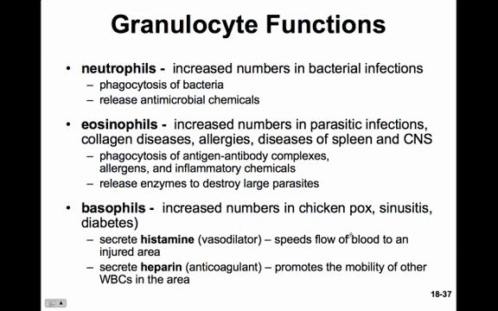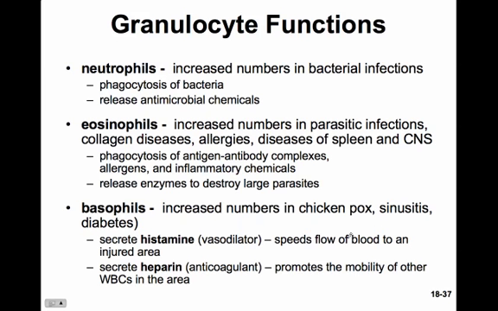Now, the functions of each of these are very interesting. The neutrophils increase in numbers during bacterial infections. They're involved in phagocytosis of bacteria, and they'll release some antimicrobial chemicals. The eosinophils increase in number in parasitic infections, collagen diseases, allergies, and diseases of the spleen and central nervous system as well. They are involved in phagocytosis of antigen-antibody complexes, also allergens, and some inflammatory chemicals. They release enzymes that destroy large parasites.